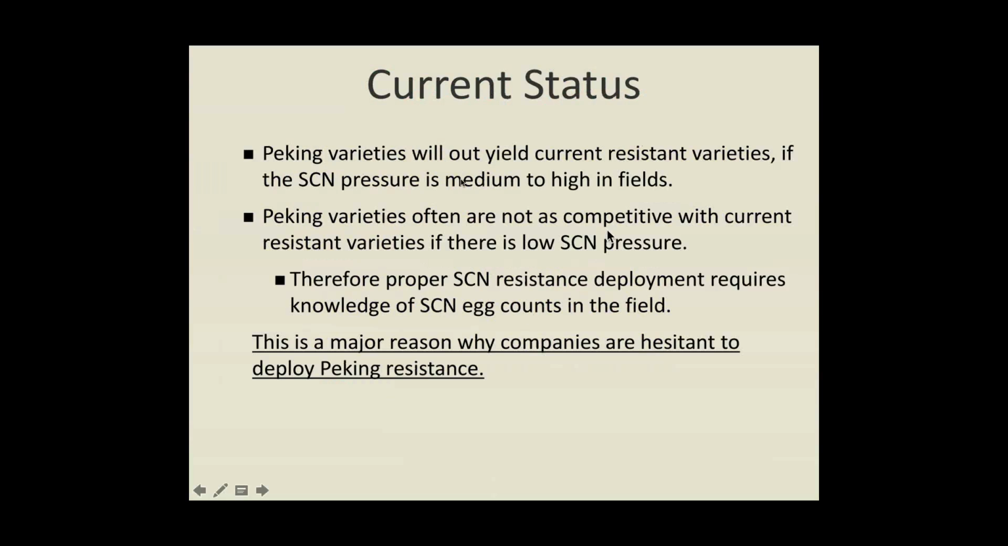So the current status: these Peking varieties will out-yield our current resistant varieties if the SCN pressure is medium to high in those fields. So that's important to remember. Peking varieties are often not as competitive with current resistant varieties if there's low SCN pressure. So the only way that we can know whether we have low or high pressure is to be able to know what our populations are in our field.